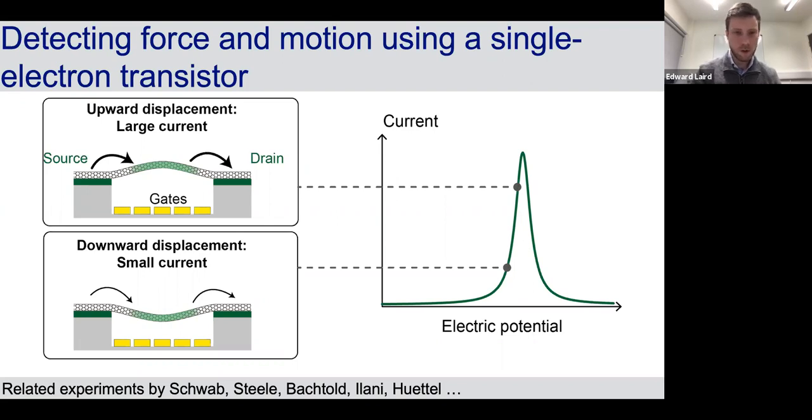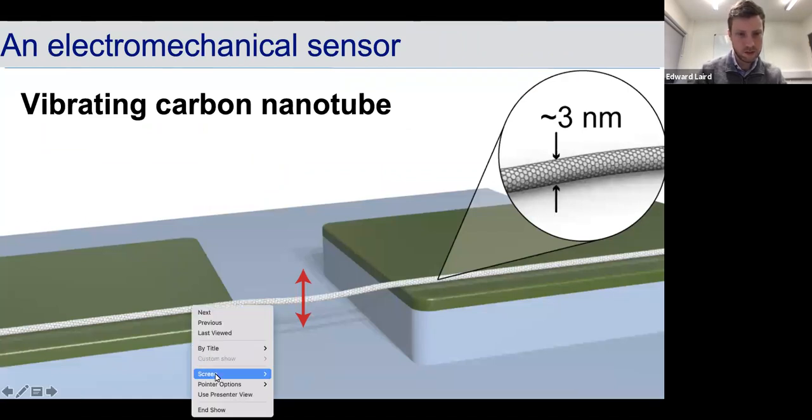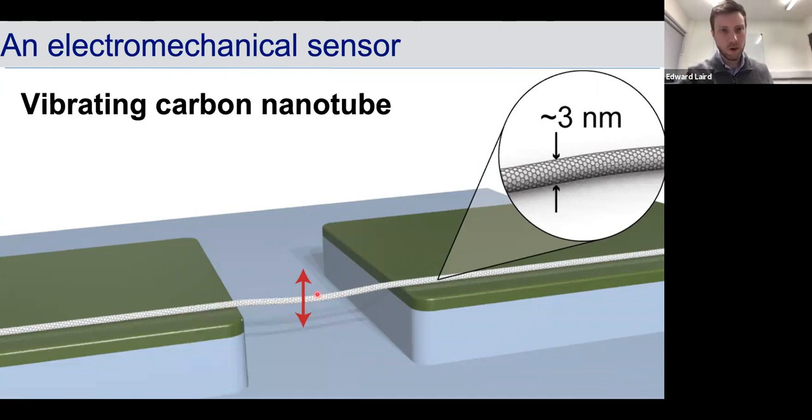So let me talk now about our device. This is a cartoon of a carbon nanotube electromechanical sensor. What you can see here, this wire, is the carbon nanotube. It's a rolled up sheet of carbon, maybe 3 nanometers wide or so, depending on exactly how it's grown. And if you suspend the central part, then it will vibrate.